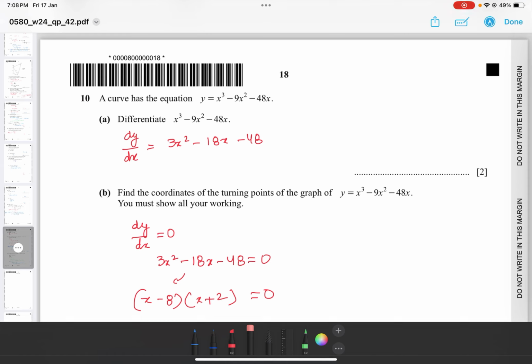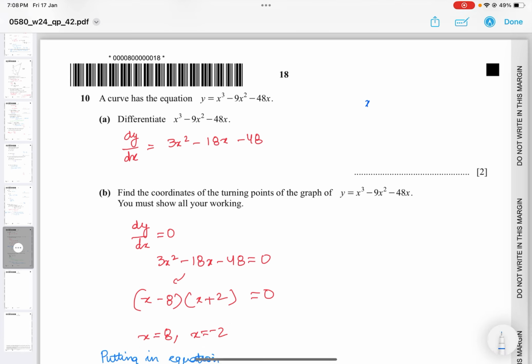I hope all of you know how we can differentiate x cube. You multiply x by the power, that is 3, and subtract 1 from the power, that is 3x square. In the same way, 9x square would be minus 18x, subtracting 1 from the power and multiplying 9 times 2, and minus 48x would be just minus 48, because x to the power 1 minus 1 equals x to the power 0, that is 1. All right, this is your answer, learners.